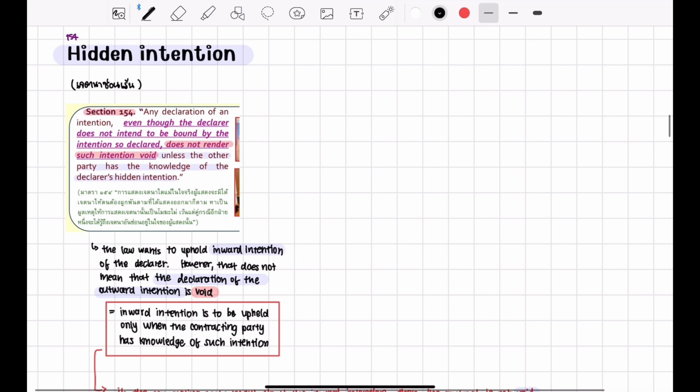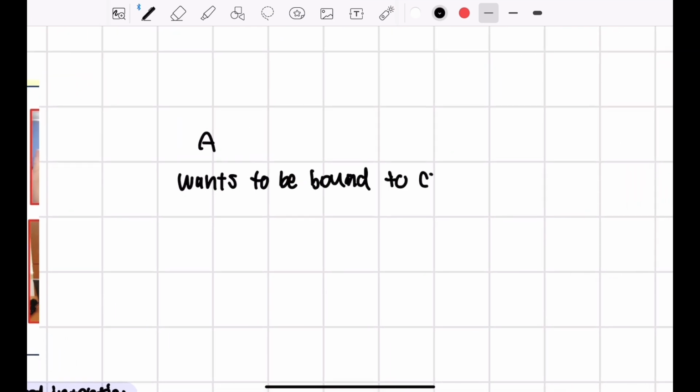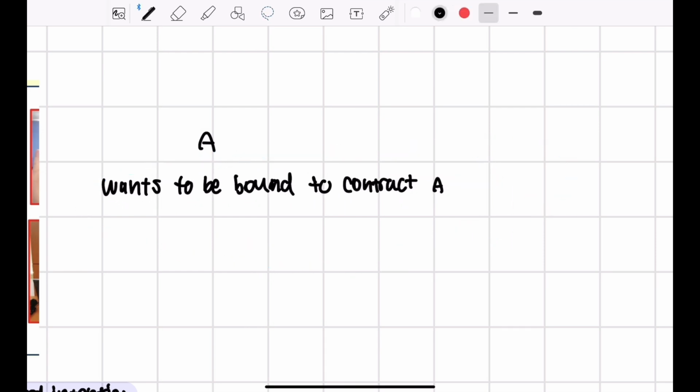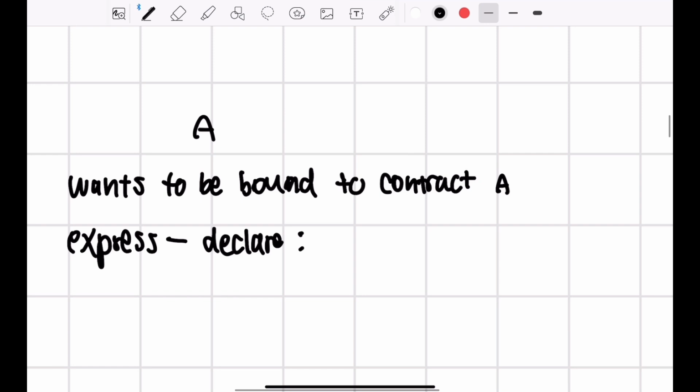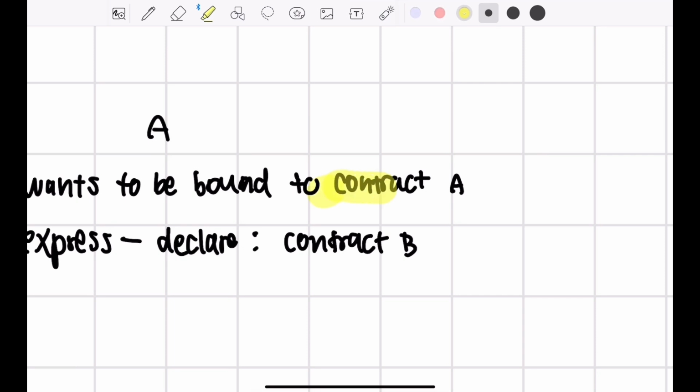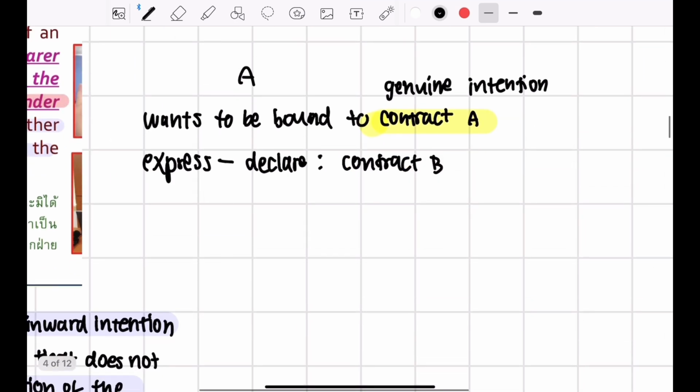This means that, for example, if A wants to be bound by contract A, but what he expressed or declared out loud is that he wants to be bound by contract B. And this is a genuine intention, also called inward intention. And this is an outward intention. This is not genuine whatsoever.